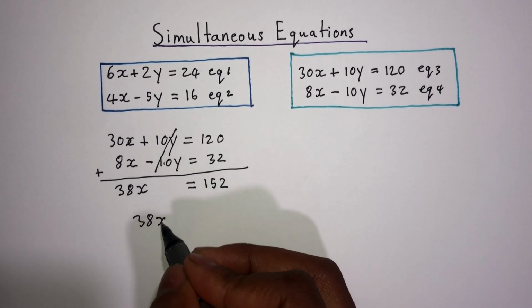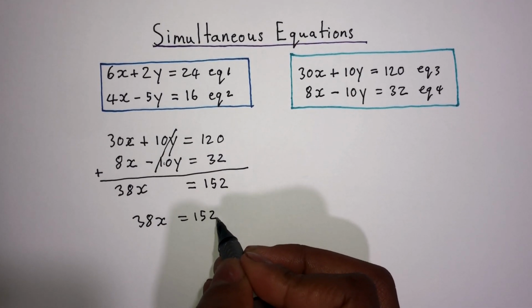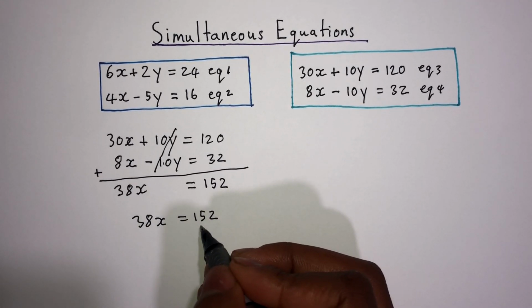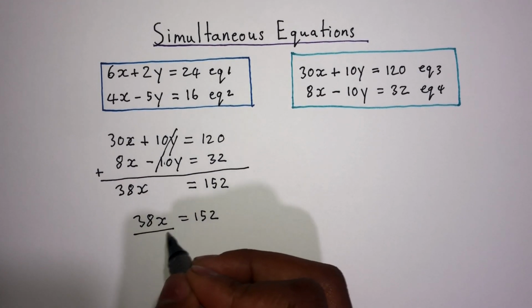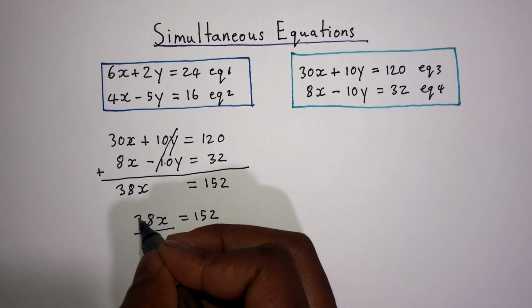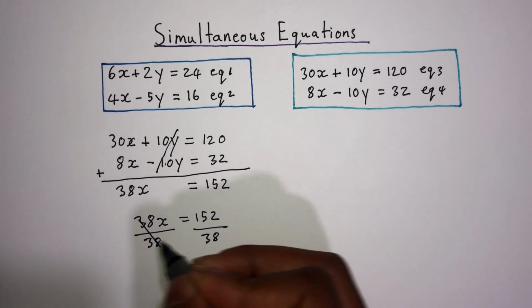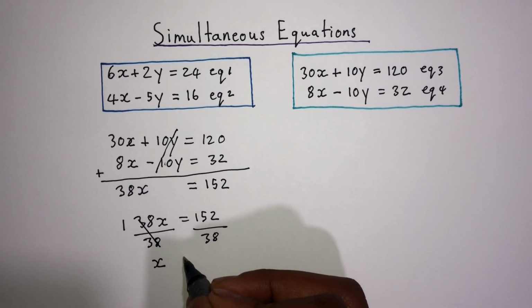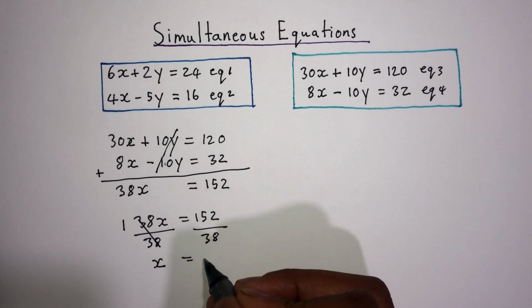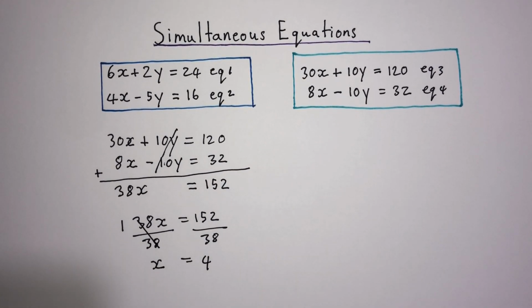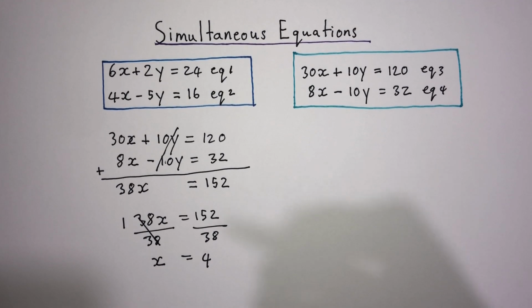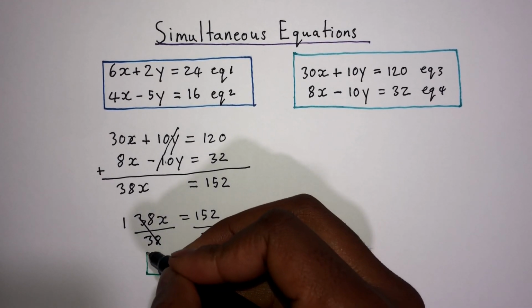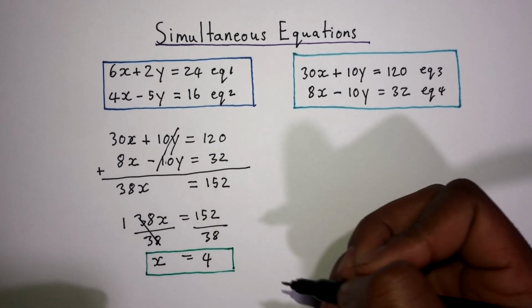38x equals 152. Now we're going to solve for x. 152 is divisible by 38, so let's divide both sides by 38. 38 into 38 goes 1 time, so x is x. 38 into 152 goes 4 times. Therefore, our x value is 4.